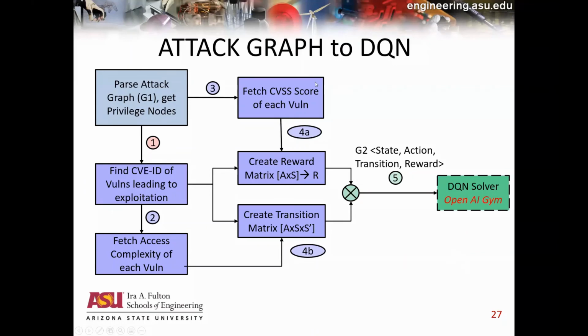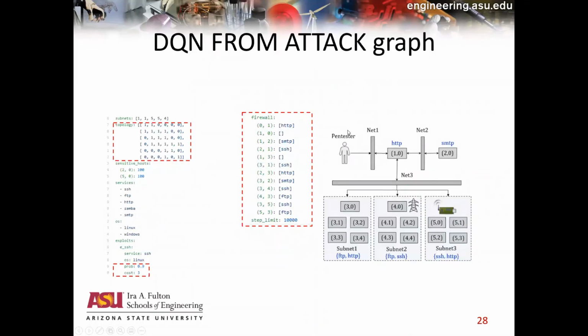So to put everything in perspective, we parse the attack graph. We find the CVE IDs of these different vulnerabilities. We obtain the access complexity of each vulnerability and the CVSS score of the vulnerability. We create the reward matrix, which is based on the CVSS score, and the transition matrix, which is based on the transition probability, and use all this information to encode in the form of a Markov decision process, which then our deep Q network uses to come up with the optimal policy. So this is one example, like the penetration tester was supposed to exploit certain vulnerabilities in the network, and this is our encoding in the OpenAI Gym format.